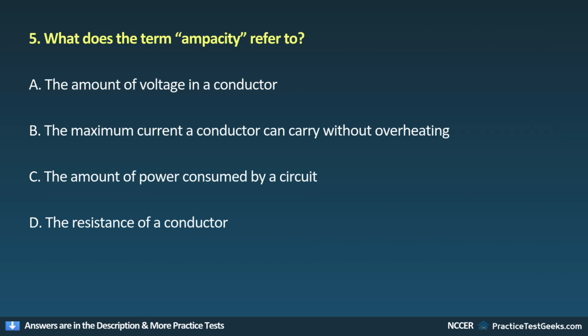5. What does the term ampacity refer to? A. The amount of voltage in a conductor. B. The maximum current a conductor can carry without overheating. C. The amount of power consumed by a circuit. D. The resistance of a conductor.